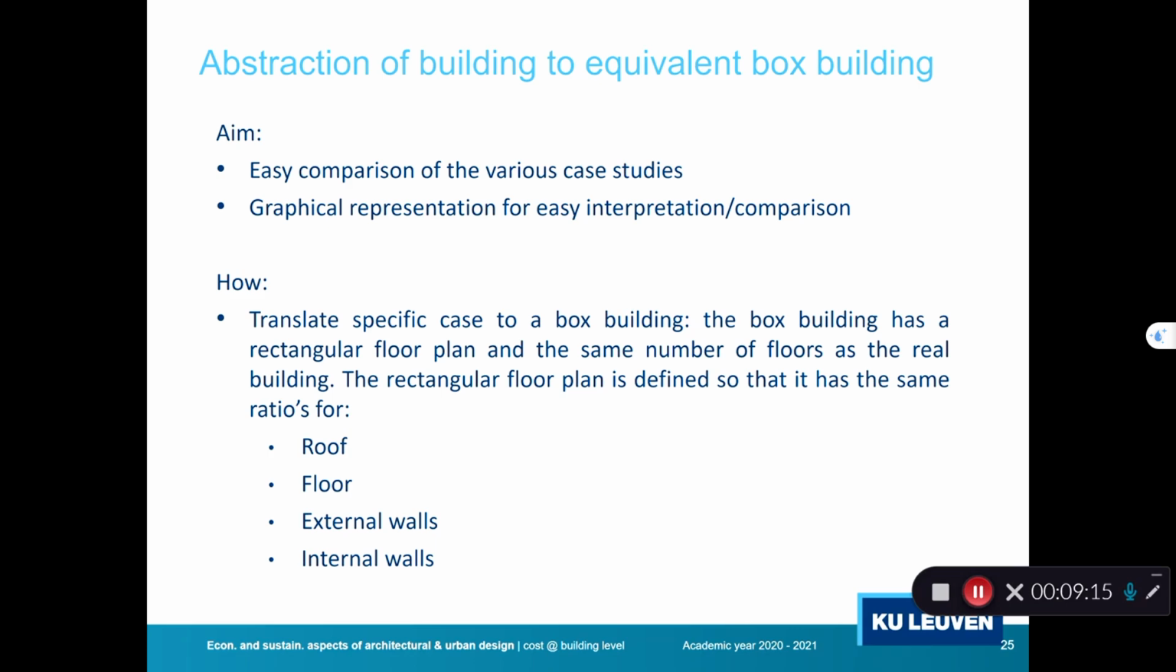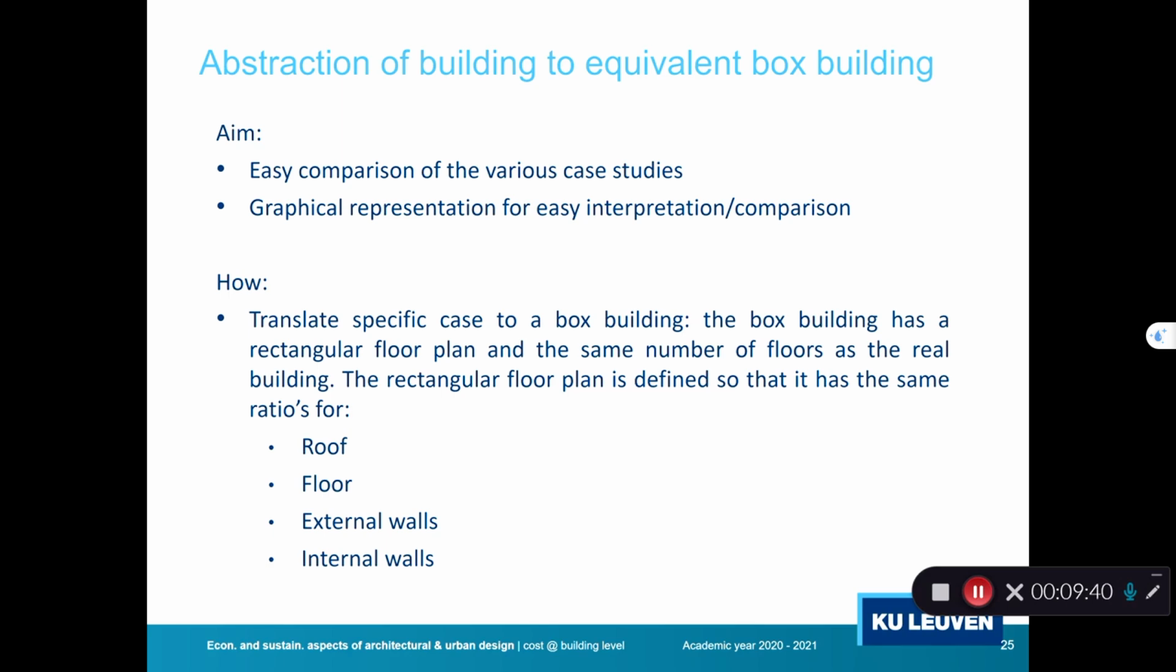How will we do this? Well, we will translate your specific case to a box building. The box building has a rectangular floor plan, but keeps the same number of floors as your real building. So it's just changing a complex floor plan to a simplified floor plan. But the height, so the number of floors, remains identical to the real building.